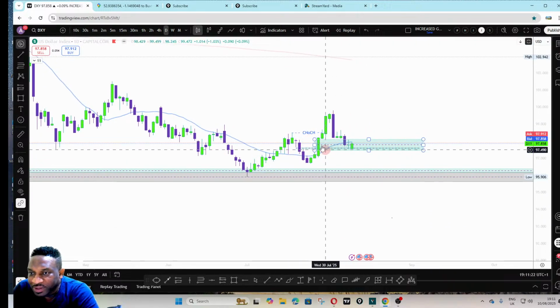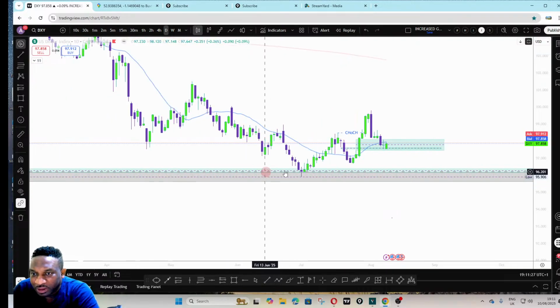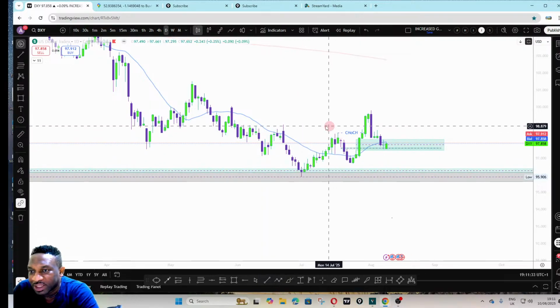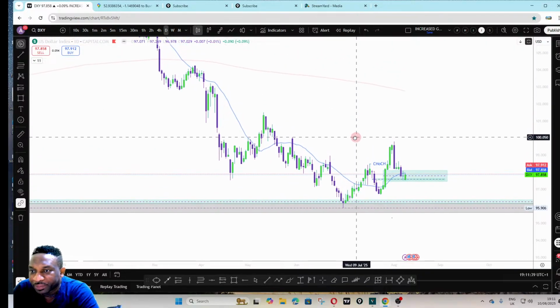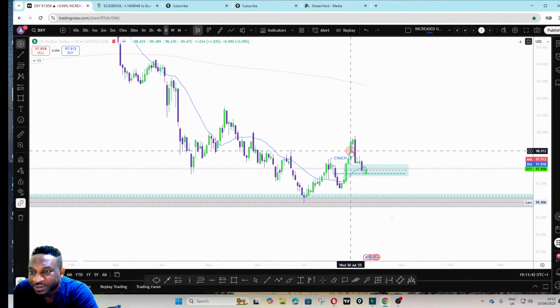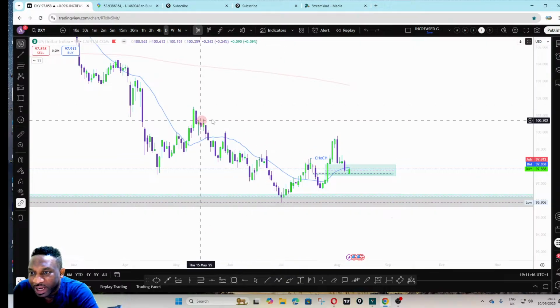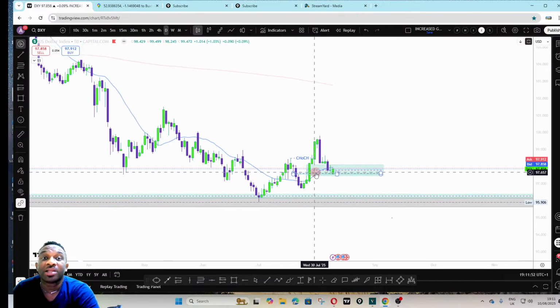So we have this happening here after we had this tapping, price filling this imbalance here and tapping into demand, pushing up. So this is on the daily time frame. So from here we can identify that the next area that we could be targeting, first of all, we can target this high area.